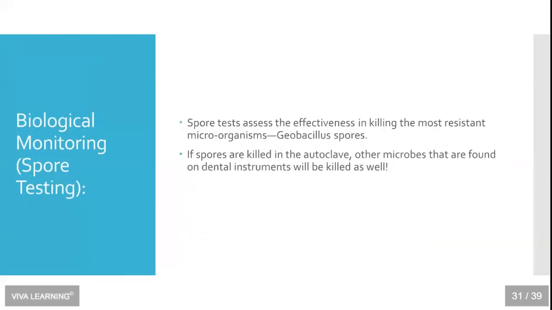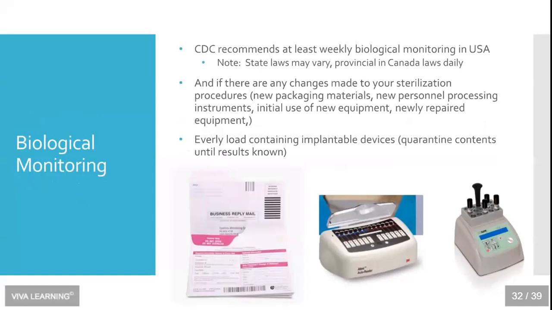Now we are on to spore testing. Spore tests assess the effectiveness in killing the most resistant microorganisms, bacterial endospores. Bacterial endospores are very difficult to kill. They've got a very hard, crusty outer surface that's difficult to permeate or penetrate with the steam and the heat. And it's believed that if spores can be killed in an autoclave, all other microbes that are found on dental instruments will be killed as well. So spore tests do guarantee that instruments are being sterilized.